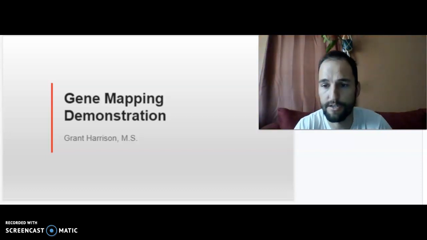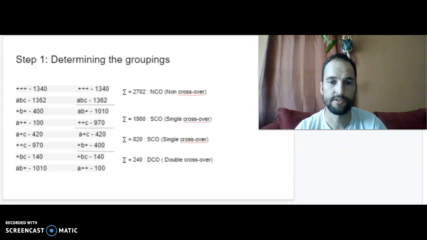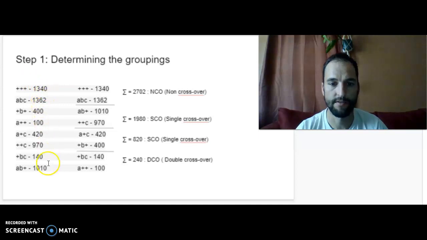I'm here to demonstrate gene mapping for you all. When you're mapping genes, the first thing you want to do is determine the groupings. You can see right here on the left-hand side of the data is the data set, and this data set gives us numerical values and the genes that are associated with those values.